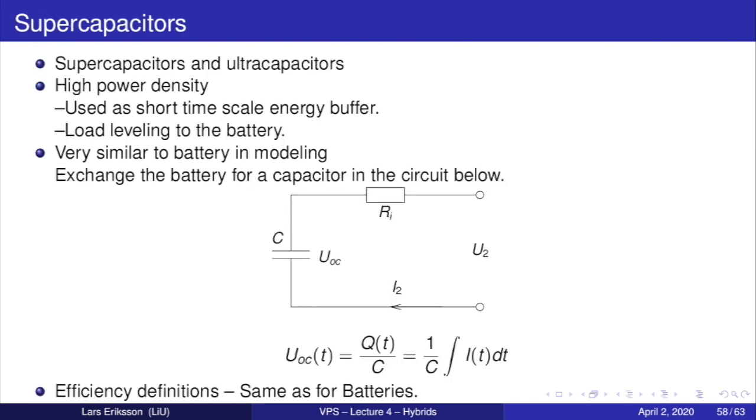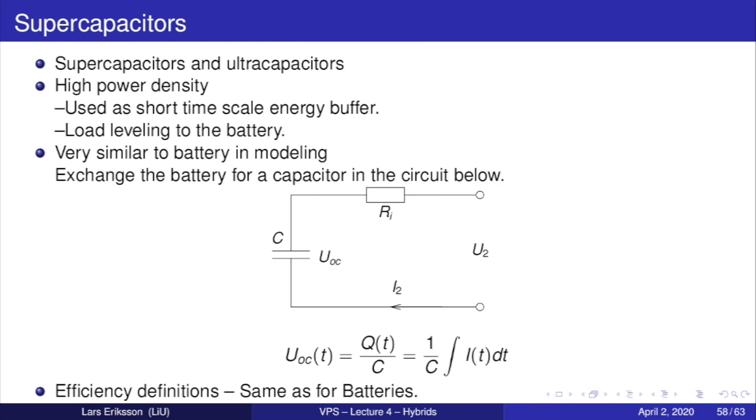Another way to store energy is to use supercapacitors or ultracapacitors. They have high power density and they can be used as short timescale energy buffers. They can also be used to do load leveling to the batteries. With their capability to quickly take up charge, they can reduce the currents that are delivered into the battery.